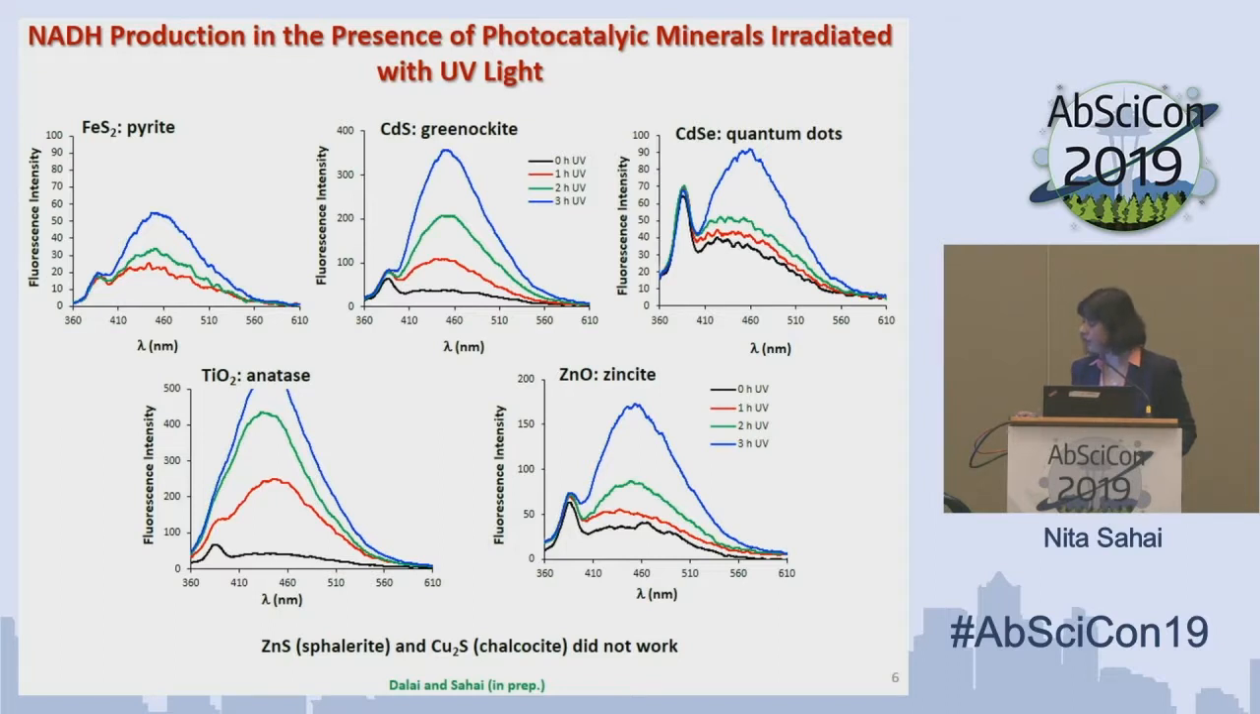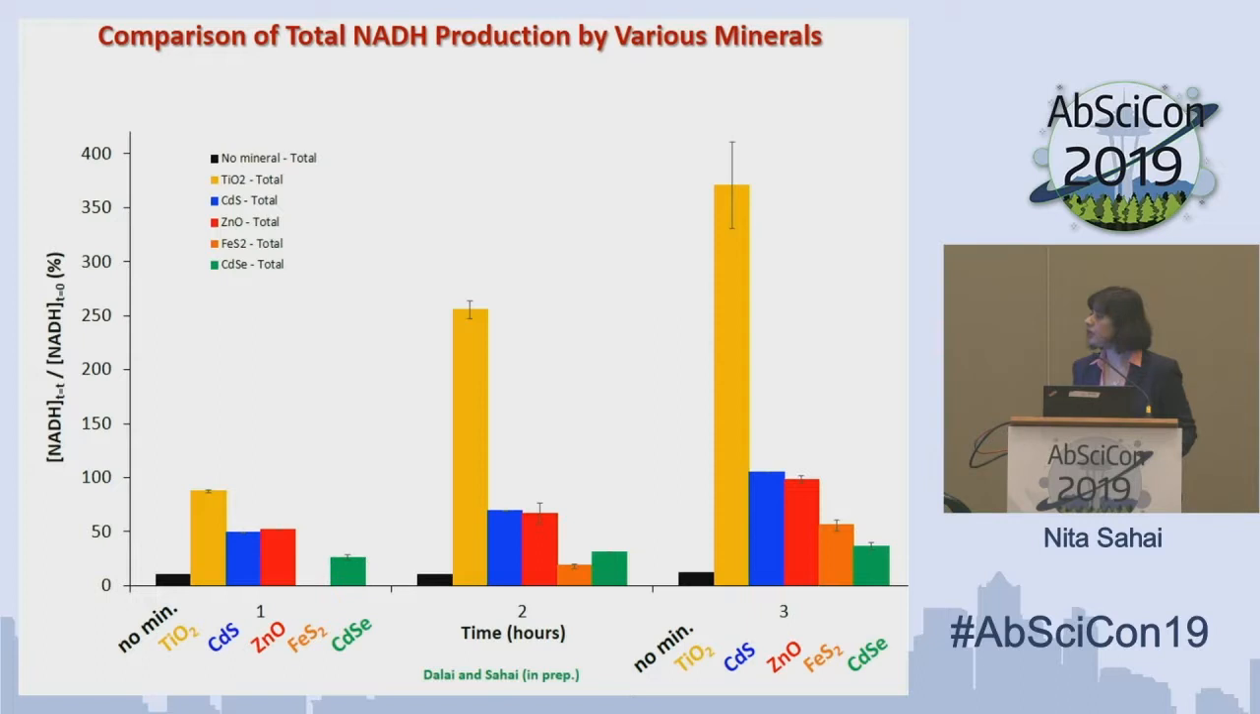The next thing we wanted to test is this bar chart that quantifies the amount of NADH produced as a function of time, and you can see that titania is the most efficient, followed by cadmium sulfide, zinc oxide, cadmium selenide, and the least efficient actually is pyrite, but that doesn't matter. There was plenty of pyrite around on early Earth, and by 3 hours, it's doing a pretty decent job of producing the NADH.